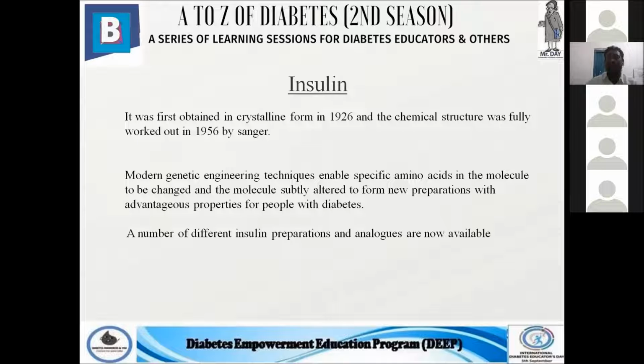Modern genetic engineering techniques enable specific amino acids in the molecule to be changed, and the molecule subtly altered to form new preparations with advantageous properties for people with diabetes. Especially, they change the pH and polarity of the original insulin molecule to change the solubility as well as the duration of action of insulin. A number of different insulin preparations and analogs are now available just because of this technique.